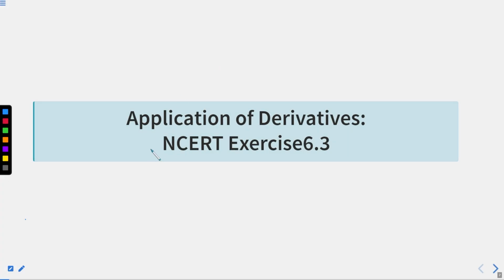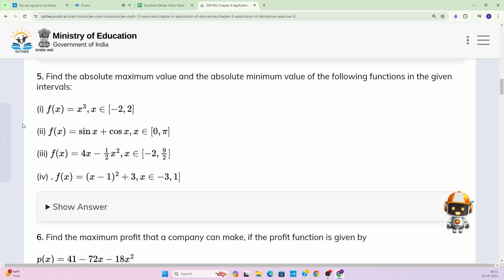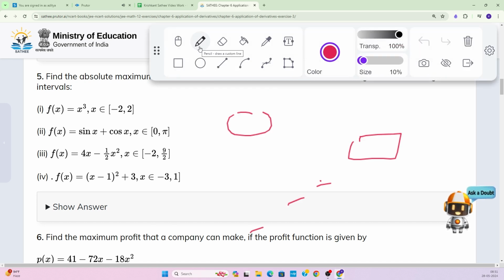In today's session, we will be seeing NCERT exercise 6.3 solutions. In the previous session, so far we have seen problem 1 to 4 solutions. So now we will be trying to complete this exercise 6.3. Let's see the fifth problem. I'll be doing some parts of this fifth problem and others also. I'm not going to do it completely, so that you can also try some of the remaining problems. Clear?